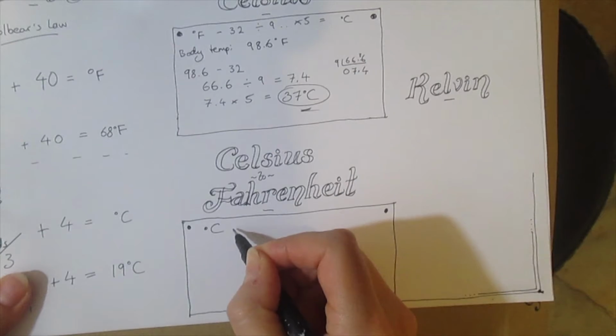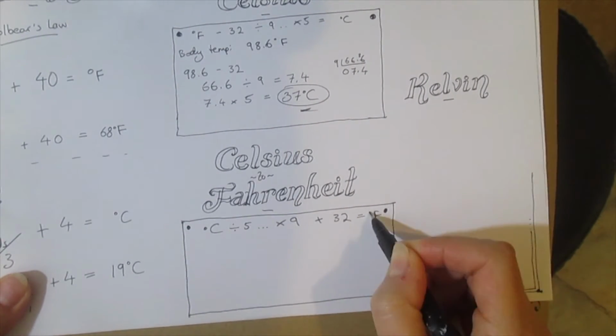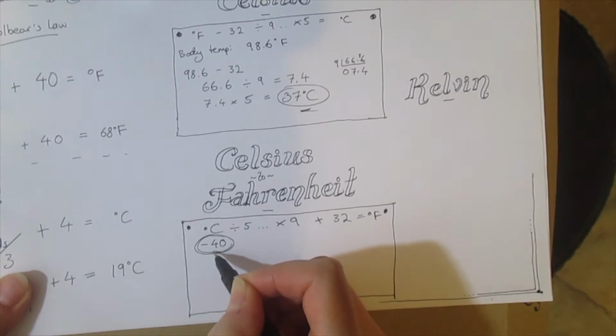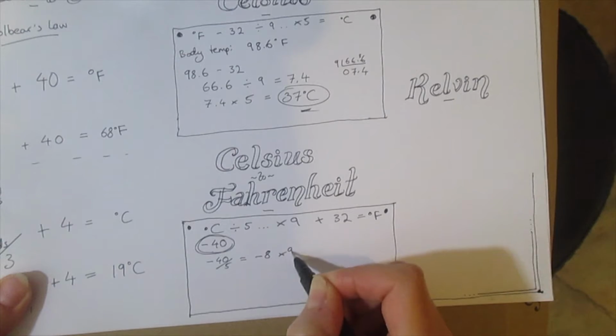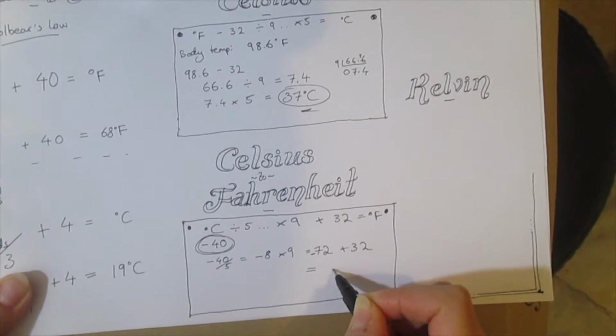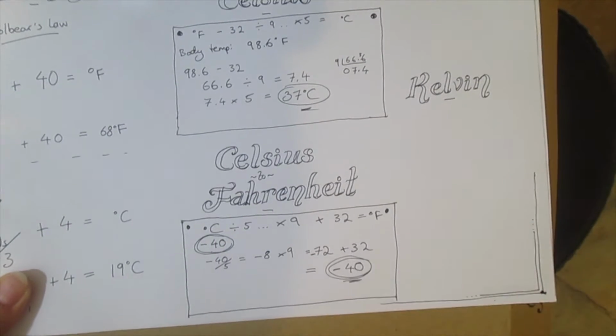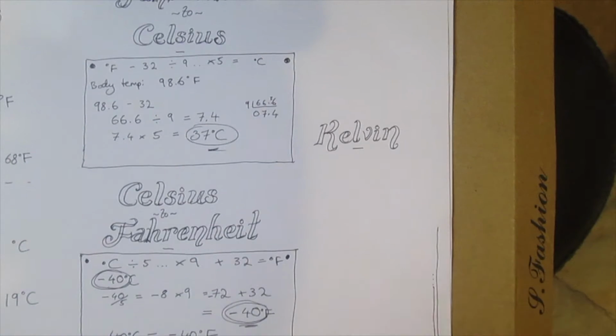In Celsius to Fahrenheit, we just do the exact opposite. Divide by 5, multiply by 9, and then finally add 32. So let's double check this with a value that we know is the same on both scales, minus 40. Minus 40 divided by 5 is minus 8. Multiply by 9, minus 72, plus 32 is minus 40. So there you go.